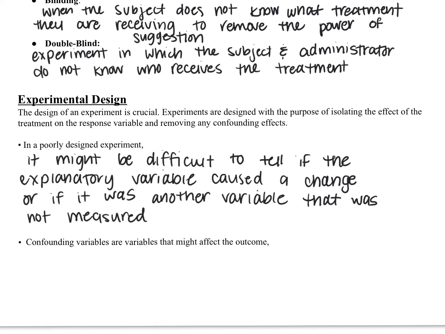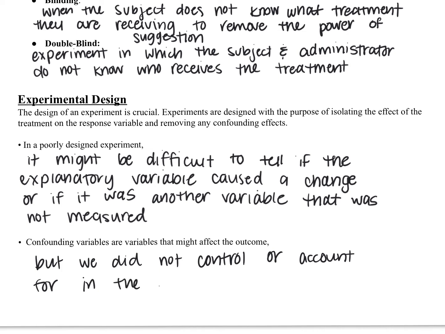So one of them is something called a confounding variable. And again, we're going to talk about these in more detail. So confounding variables are variables that might affect the outcome, but we did not control or account for in the experiment. And we'll also take a look at some examples as well.